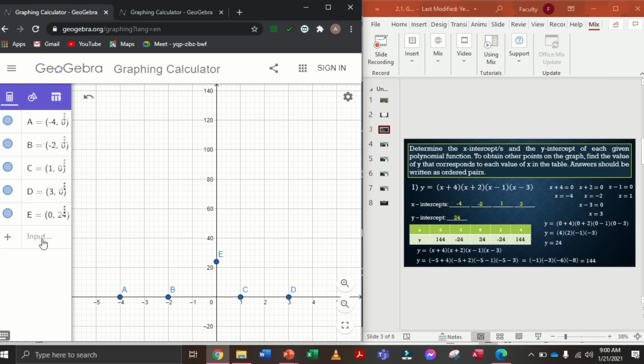Next. Since may mga kinuha tayong point, no? May mga kinuha tayong point, so, idagdag natin yan. So, makikita nyo na yan ay dadaanan rin ng graph. So, negative 5, 144. And then, nandito class, nandito yung graph. And then, we have negative 3, negative 24. So, ito yun.